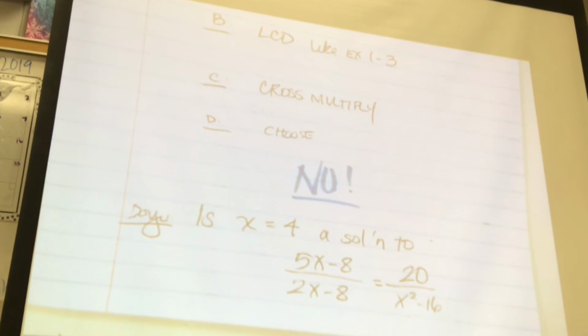So you do like 8 minus 0. Oh! Zero equals 0. Isn't it an infinite solution? But is your 0 allowed to be in the denominator? Oh, no.